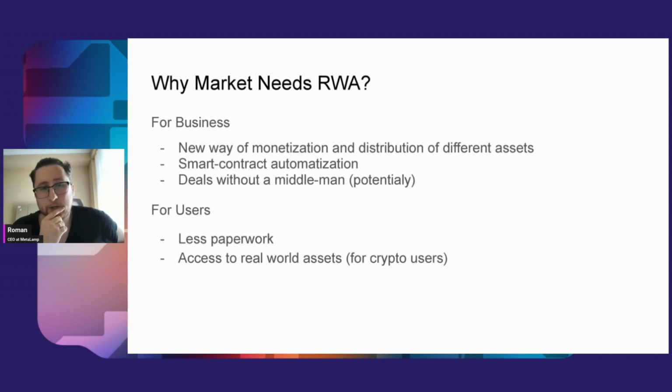And potentially there is an opportunity for deals without a middleman. We know that blockchain and crypto is about decentralization, right? So it should help us avoid working with a middleman. But it's only potential, because right now we don't have regulation for decentralized solutions. I'll tell you a little more about that on the last slide. And what about users? For users, it could be very helpful if they want to avoid a lot of paperwork.